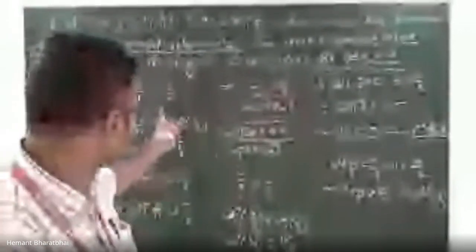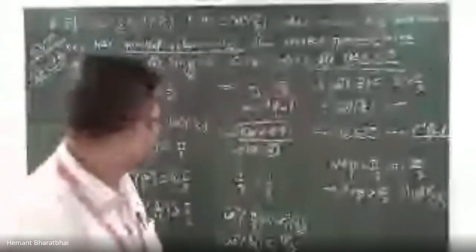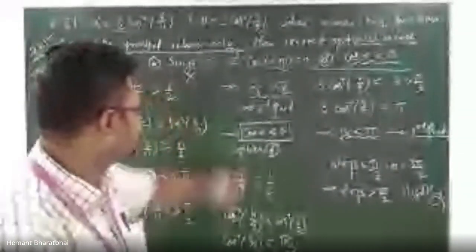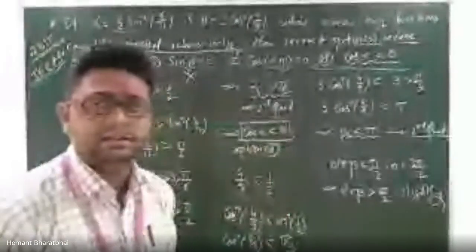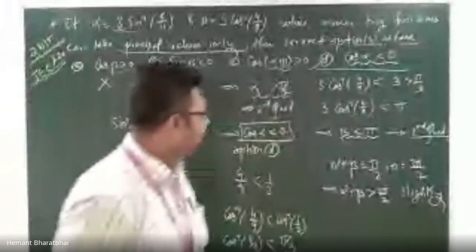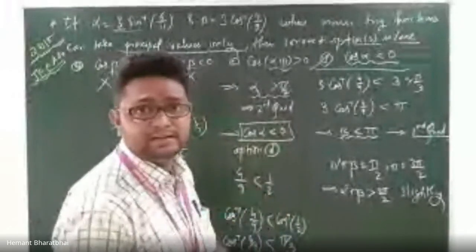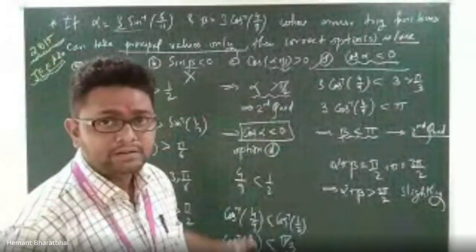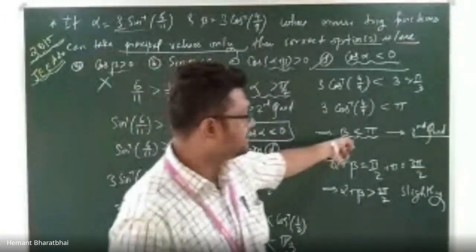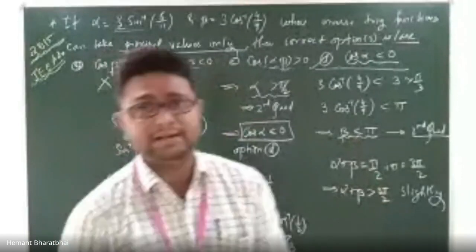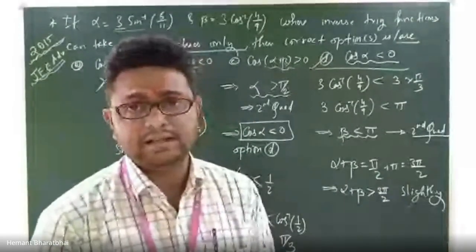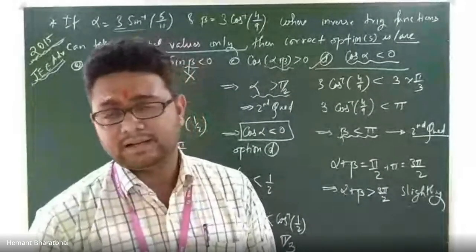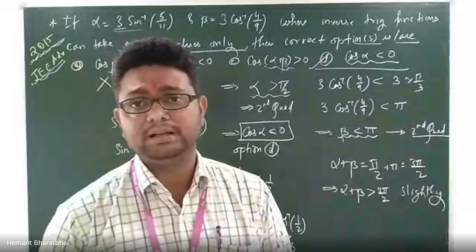Okay, do you agree why I have written slightly greater? Because the ratio which they have given us in the beginning, 6 by 11, is slightly greater than 1 by 2, which implies my alpha is slightly greater than pi by 2. Similarly, this 4 by 9 is slightly less than 1 by 2. Because if it was 4 by 8, it would have become 1 by 2. So it is slightly less than 1 by 2, which implies my beta is slightly less than 180 degrees.